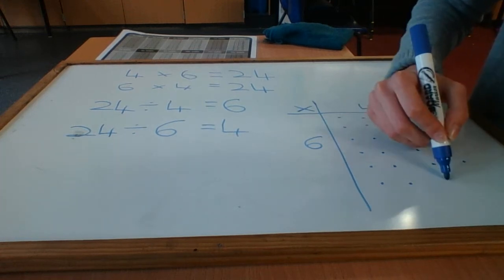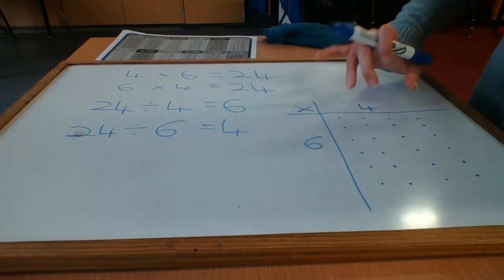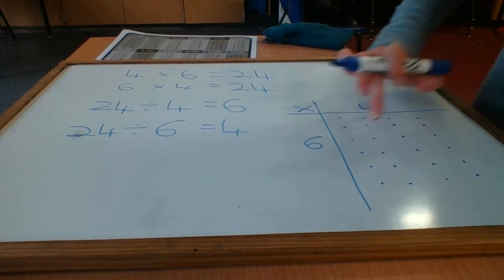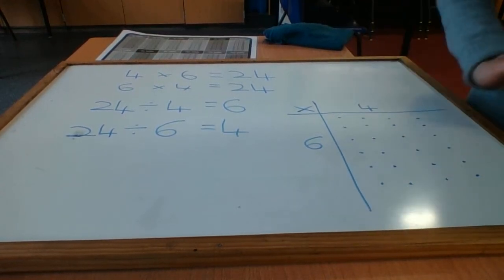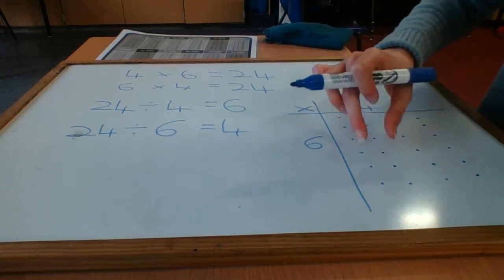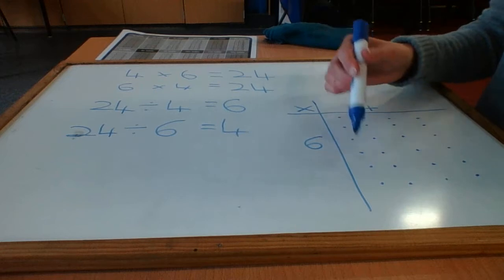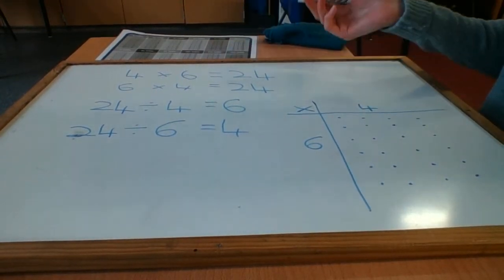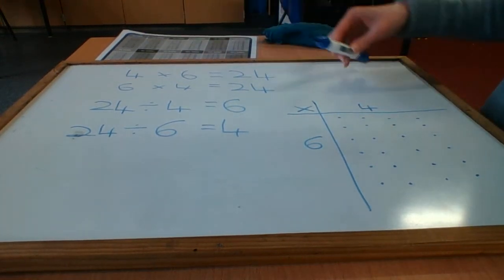And you can do this with Lego blocks or anything else you've got at home, or draw it with dots. So I've now got 4, 8, 12, 16, 20, 24. If you don't know your 4s, you could count in 2s as well. So 24 is what we've got. 4 times 6 is 24.